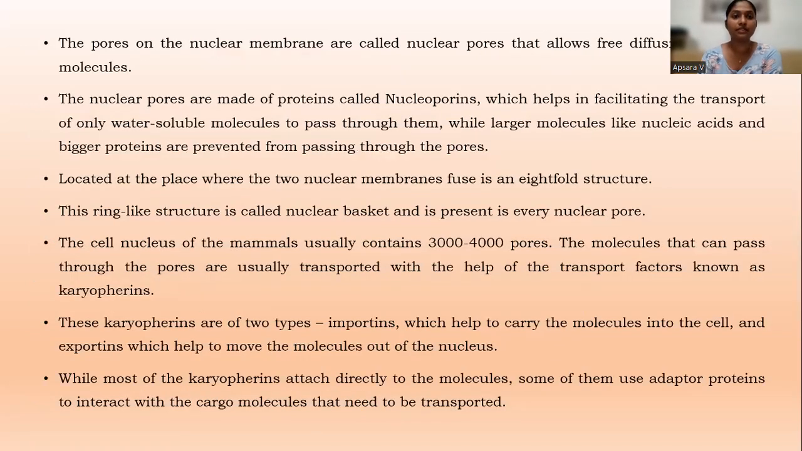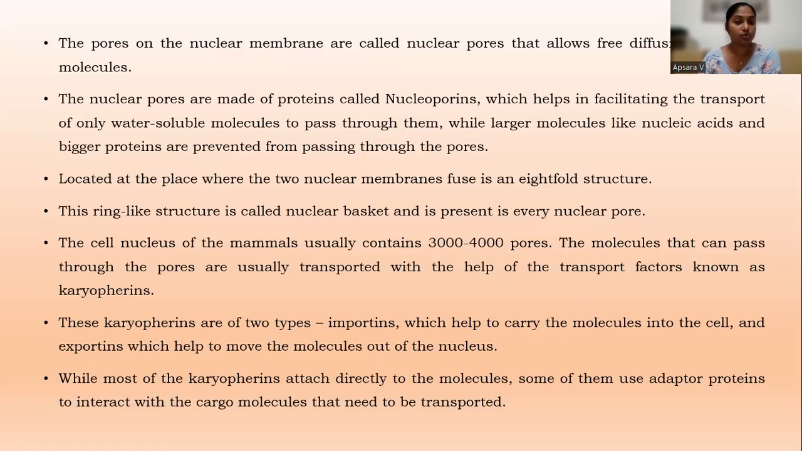The pores on the nuclear membrane are called as nuclear pores that allow free diffusion of certain molecules. The nuclear pores are made up of proteins called as nucleoporins. They help in facilitating the transport of only water-soluble molecules to pass through them, while the larger molecules like nucleic acids and bigger proteins are prevented from passing through the pores.